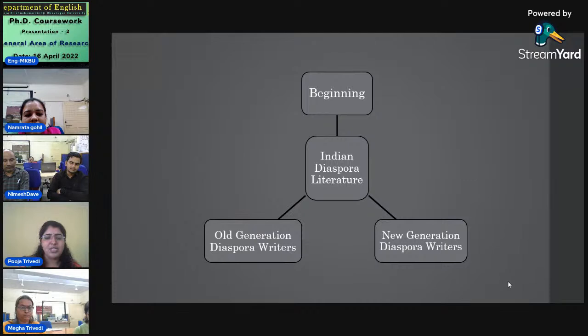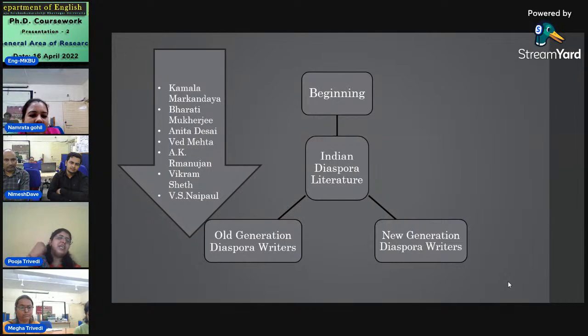Old generation of diaspora writers and new generation of diaspora writers. Old generation diaspora writers are those who were born here and lived in India for 15-20 years, and then after their marriage or some situation, of their own wish, went abroad and then wrote about India. So they feel in-betweenness, and this in-betweenness of space is reflected in their literature. Writers like Kamala Markandaya, Bharati Mukherjee, Anita Desai, Ved Mehta, A.K. Ramanujan, Vikram Seth, V.S. Naipaul are all writing about East-West contacts, how both cultures mingle in their writing, and how they highlight Indian culture over Western culture.